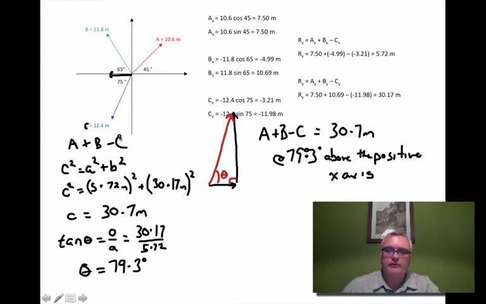Okay, so again, just to review, what we did was to break the three vectors up into their components and then find the x and the y component of the resultant. This is the x component of my resultant and the y component. From there, it's just a basic right angle triangle, and you're solving it using Pythagoras and tangent. So that's how we deal with vectors and components.